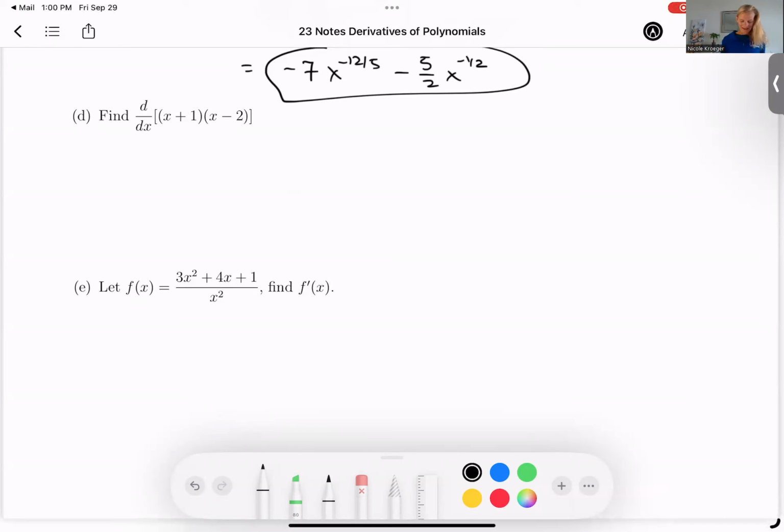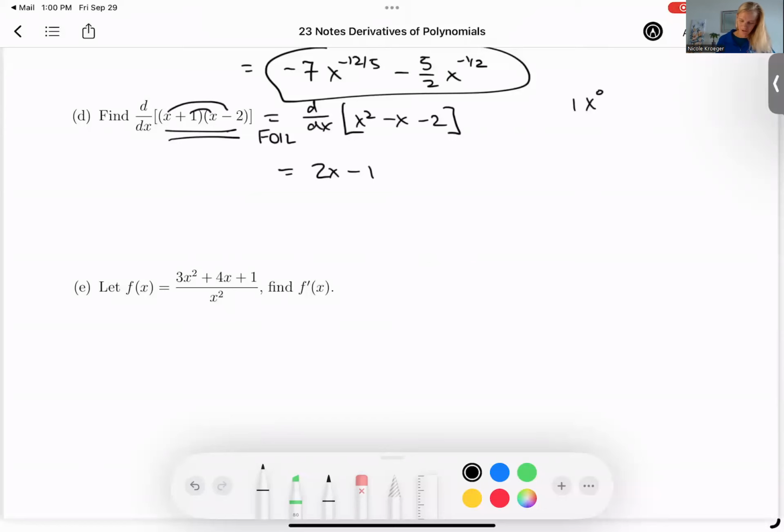We'll do so many of these in class, so don't stress if these are a little interesting to you. This one has multiplication. We don't know how to deal with multiplication, so we have to simplify this first. So go ahead and FOIL that out first. So if I FOIL that out, I'm going to get x squared. I have minus 2x plus x, so that's going to be minus x minus 2. Now there's just addition or subtraction, so I can take the derivative. X squared becomes 2x to the first. X just becomes 1, because remember that's going to be 1x to the 0, which is just 1. And then minus 2 becomes 0. So we're going to have 2x minus 1.